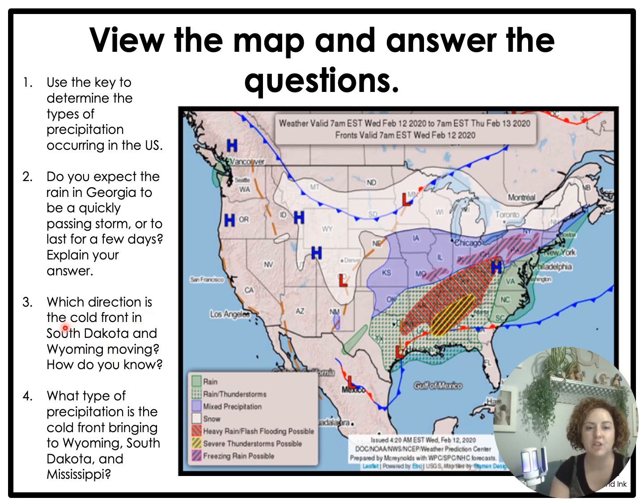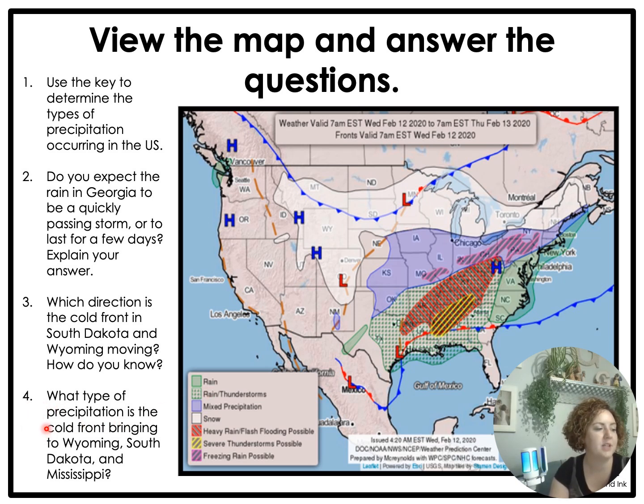Question 3, which direction is the cold front in South Dakota and Wyoming moving, and how do you know? So we have South Dakota here, Wyoming here. We have a cold front, okay, and it is for the most part moving south. 10 bucks says there's a jet stream going through there.